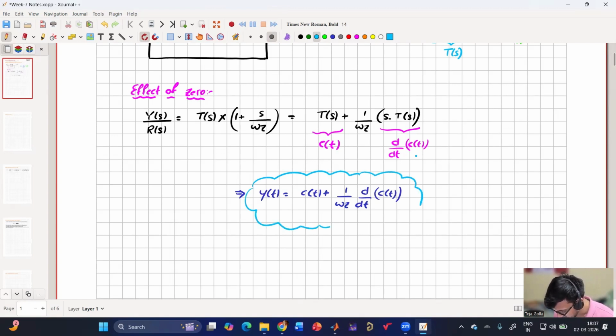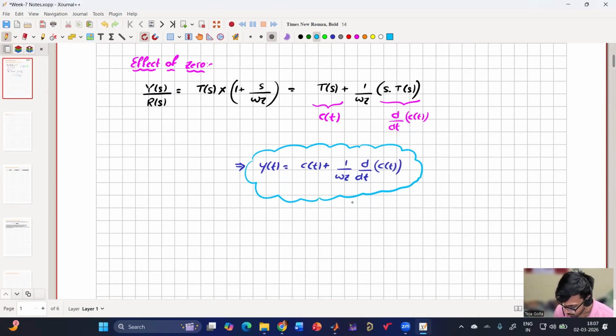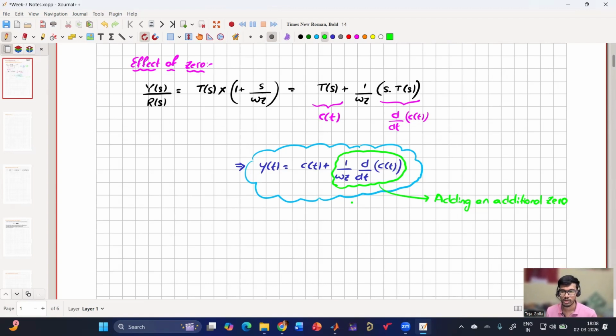Now if you see, who is responsible for the additional term? The zero. By adding a zero, we are getting this additional term. So if we are adding an additional zero, that is leading to this extra term (1/ωz) into d/dt of c(t).